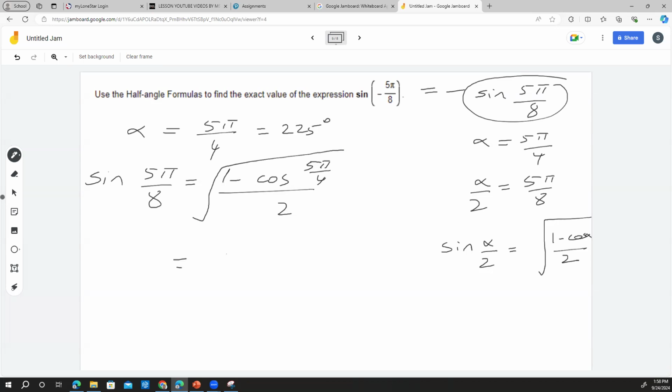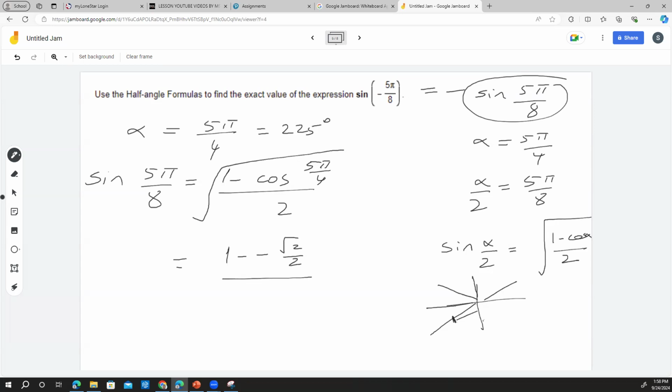So here, 1 minus cosine of 5 pi over 4. Again, this is 1 pi over 4, 2 pi over 4, 3 pi over 4, 4 pi over 4, 5 pi over 4. This is the 5 pi over 4. So it's in quadrant 3, where both cosine and sine are negative. So this will be a negative value. And then the reference angle is pi over 4, and cosine of pi over 4 is root 2 over 2.